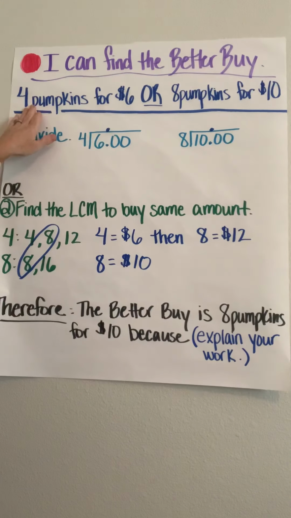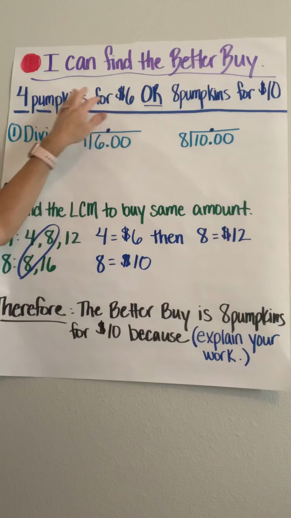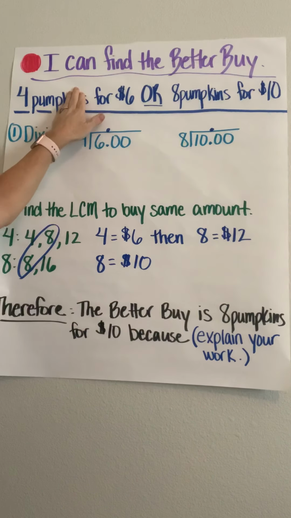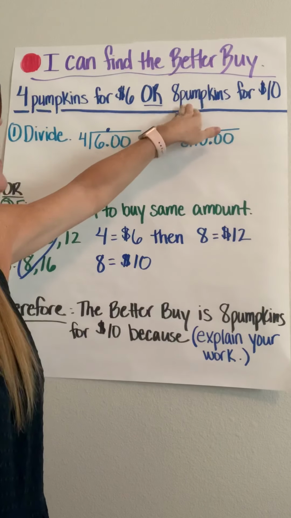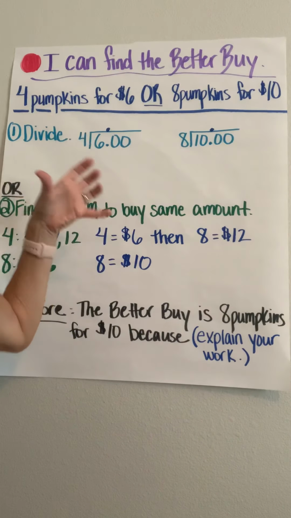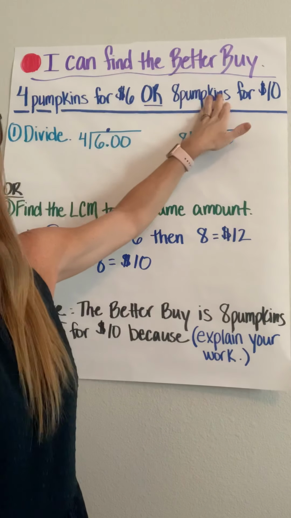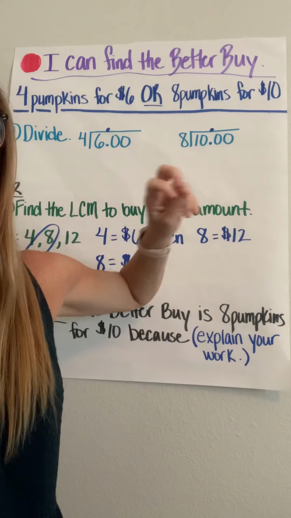So if we're given pumpkins, and there's one bin that says 4 pumpkins for $6, if I buy 4 pumpkins out of that bin, I'm paying $6. And then the other bin has 8 pumpkins for $10. So as a customer, I'm like, what's the better buy? Is it going to be 4 for $6 or 8 for $10? So there's two choices you have, like I said.